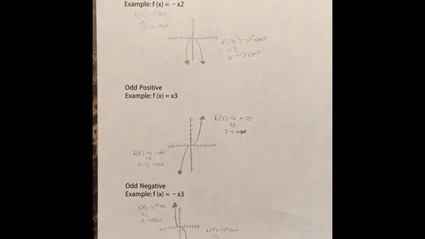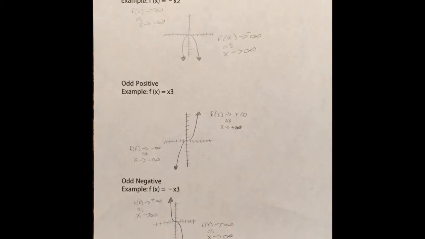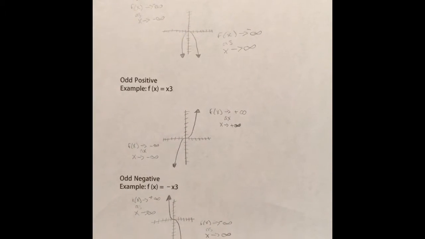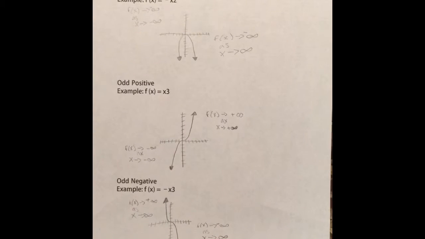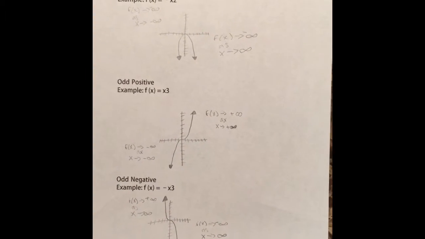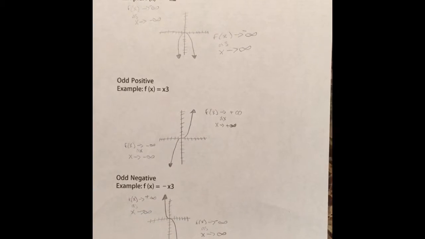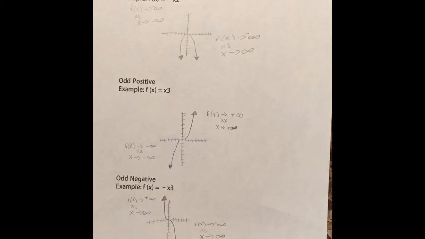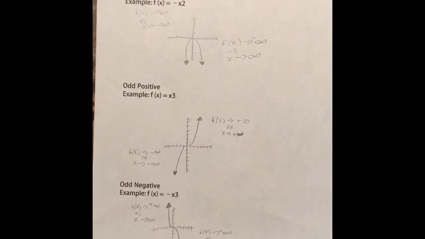For even negative, an example is negative x squared. For the left side of the function, f of x approaches negative infinity as x approaches negative infinity. For the right side, f of x approaches negative infinity as x approaches infinity.